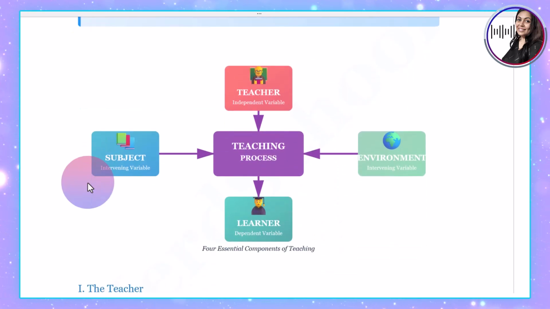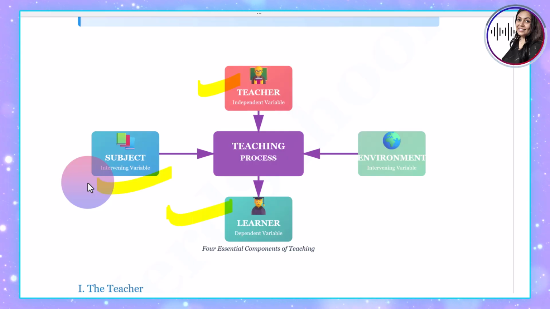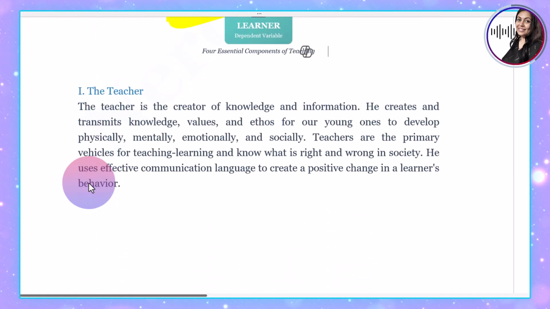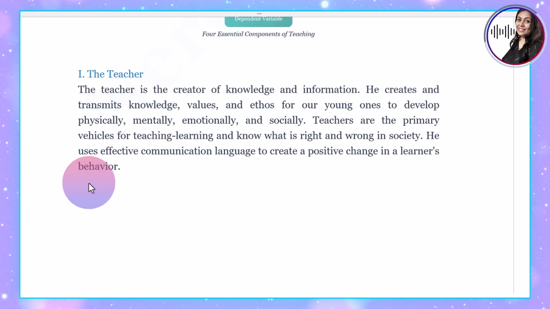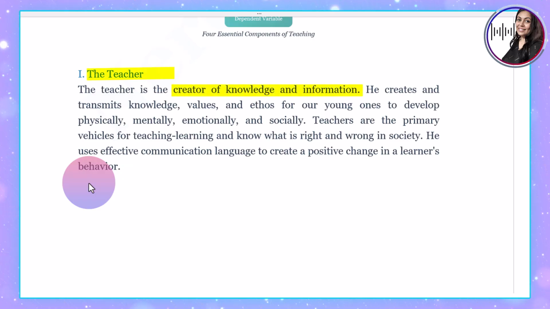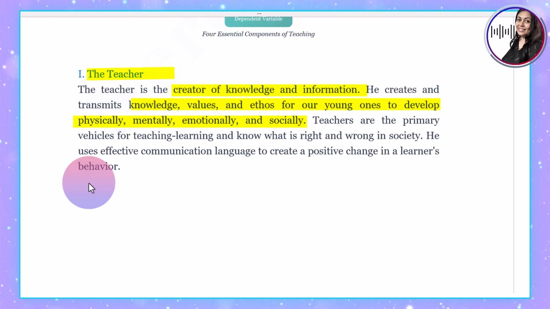Wherever teaching takes place, 4 essential elements must be present: the teacher, the learner, the subject, and the environment. Without these components, teaching cannot occur. The first and most central element is the teacher. The teacher acts as a creator and transmitter of knowledge, values, and social norms. Through teaching, the teacher contributes to the physical, mental, emotional, and social development of learners.